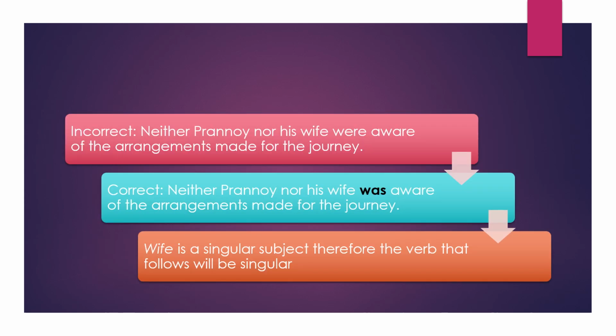Neither Prannoy nor his wife were aware of the arrangements made for the journey. Now, neither-nor or either-or, whenever you have these in any sentence, notice the subjects that are placed after these words. With neither, we are using Prannoy, a singular noun. With nor also, we are using a singular noun, which is wife, a singular person. Therefore, the verb that follows or the pronoun that follows will also be singular. So here we'll be replacing this plural verb and putting in place of that "was", a singular. So neither Prannoy nor his wife was aware of the arrangements made for the journey.